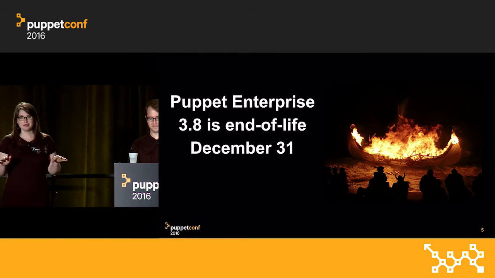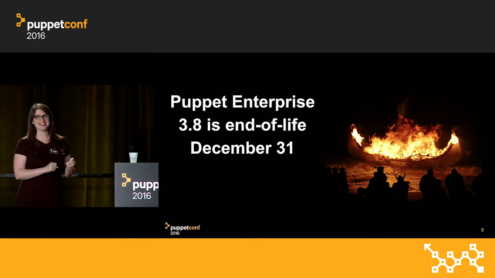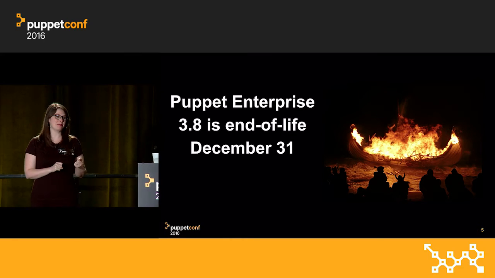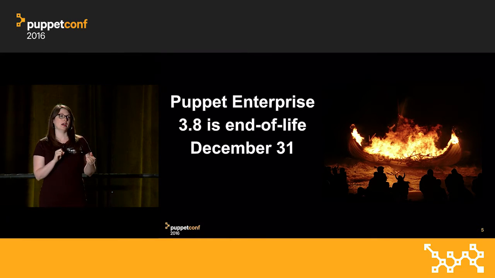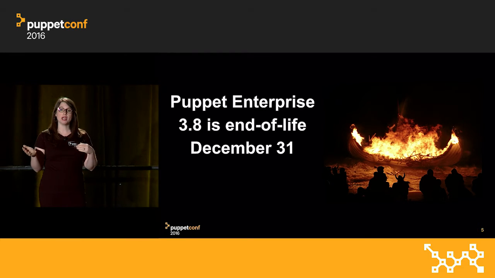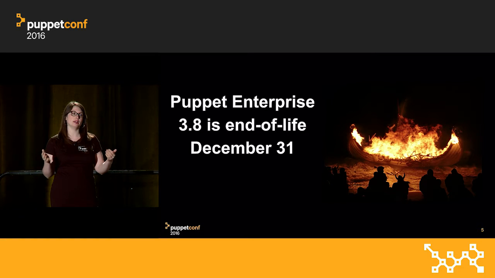But the biggest reason that we want you to go, if you need more of a stick than a carrot, is that PE 3.8 is end of life on December 31st. So if you're in the process of upgrading after December 31st and you're a PE customer, support will still help you as long as you're in the process of upgrading. But if you open a ticket on something that's broken in 3.2 or 3.8, that will no longer be supported.